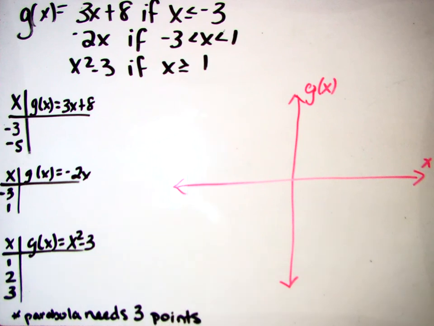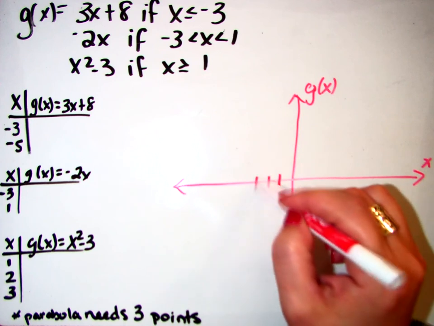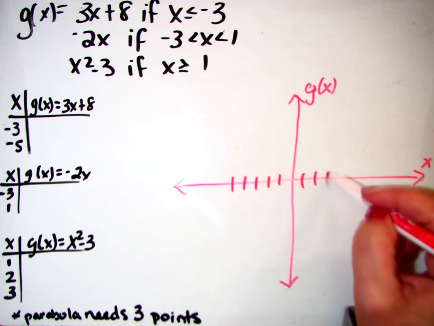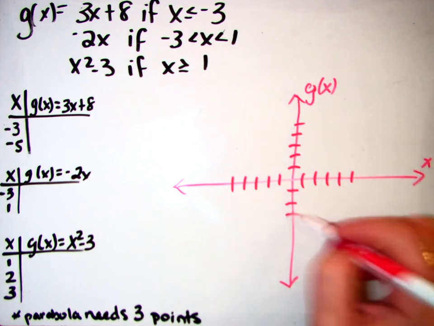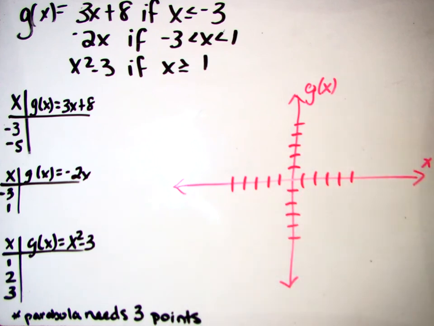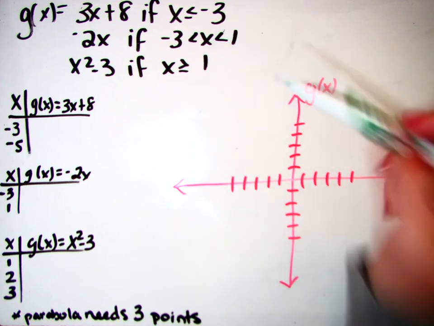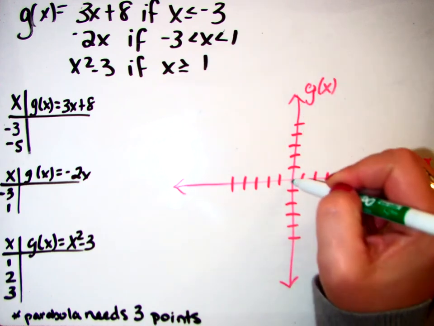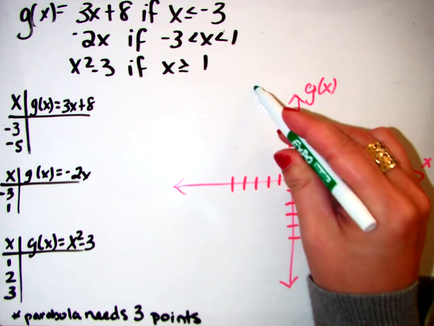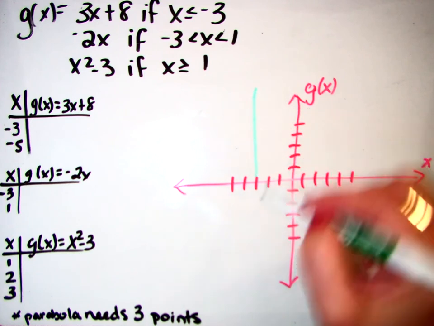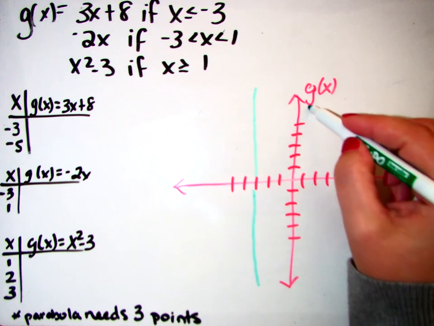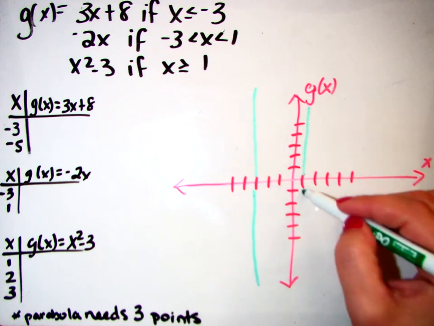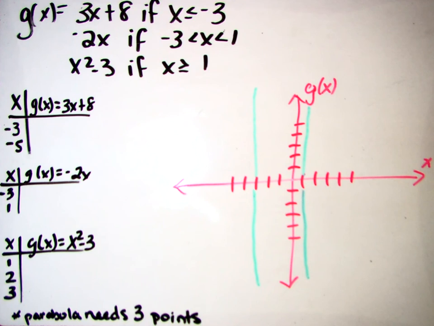So the first thing I want you to do is actually put in your boundaries. Let me just get my graph. My boundary is at -3. So start at 0, 1, 2, 3. This is -3, so this is a boundary line. At 1 is another boundary line. So the first thing that we want to do is identify the boundaries.